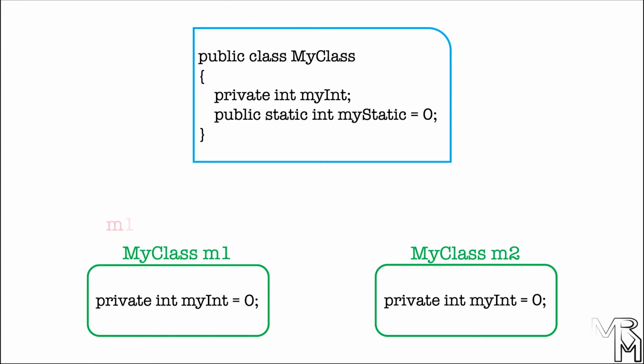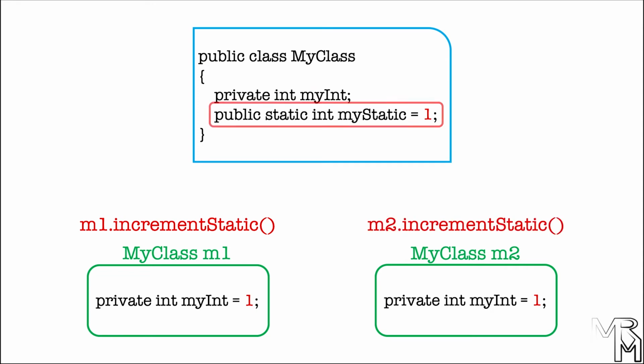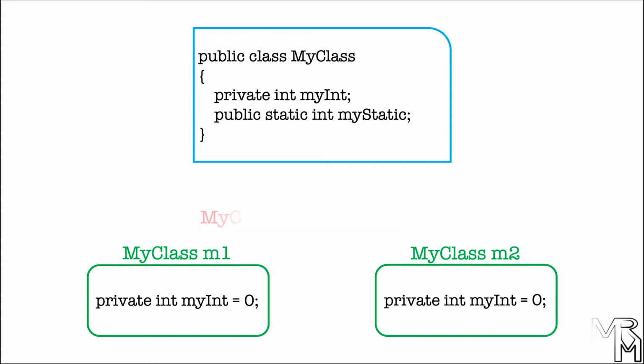Why? When we call the increment method using m1 or m2, it's only my int variable of m1 or m2 that gets incremented. However, because my static is static and belongs to my class, not to my class objects, when we increment my static using m1 and when we increment my static using m2, we increment the same my static variable. In other words, static variables are sort of shared among all instances of the class. Because of this, it's generally not recommended to access static members on an instance, even though technically it's not forbidden.